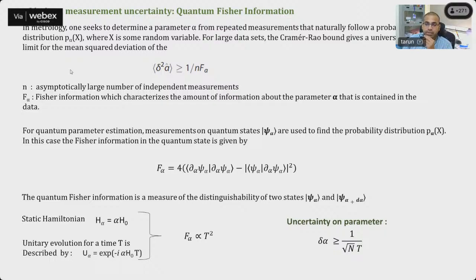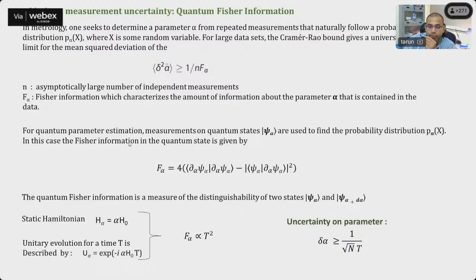Now, the Fisher information is basically what? Like the quantum states you are measuring, if they are very close, it is not possible to distinguish them. So Fisher information is going to help you distinguish the eigenstates. Okay, that is the method.